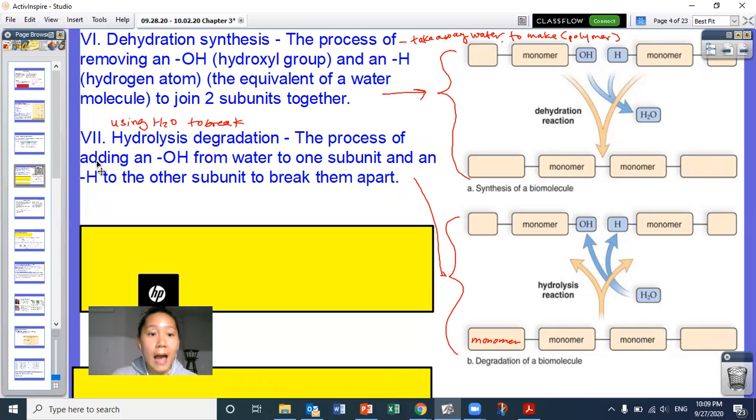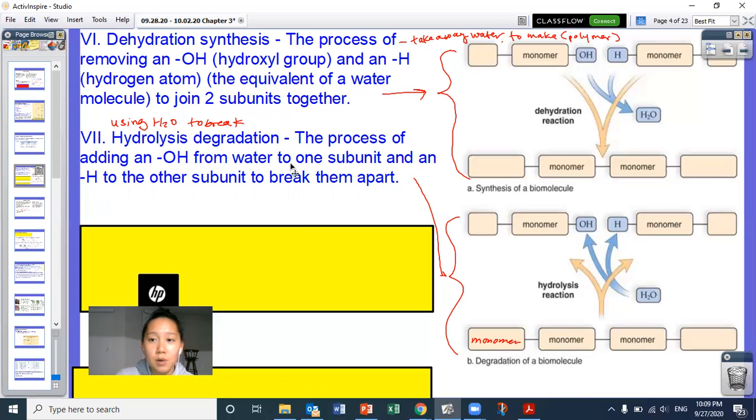So the process of adding an OH from water to one subunit and an H to the other subunit to break them apart. And these are opposite processes, right? If you look at this diagram, it's literally the exact opposite. If you start off with your monomers attached together in a polymer, and you add the OH and the H from an H2O by breaking the water apart, then it separates this bond that used to be between them. And now they break apart because there's no bond connecting them anymore. So you've actually broken the chain by doing this.